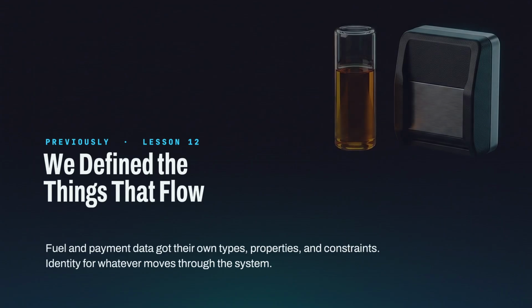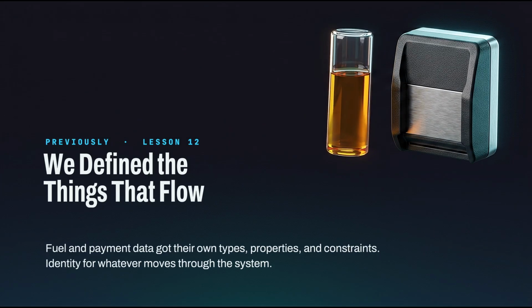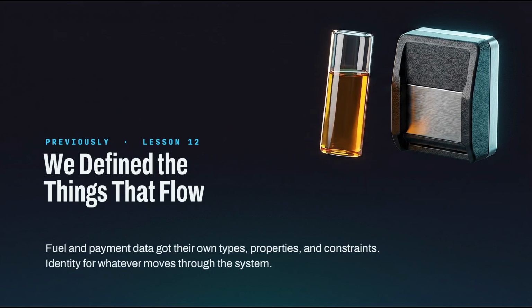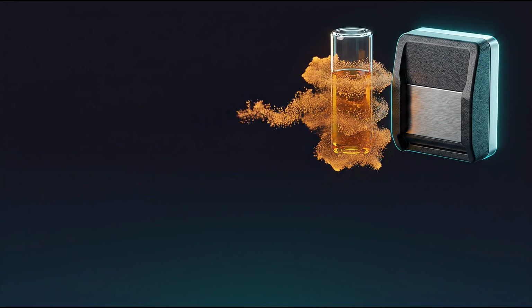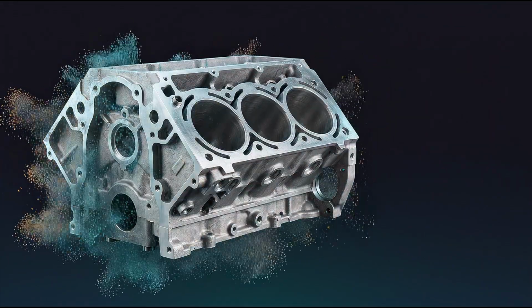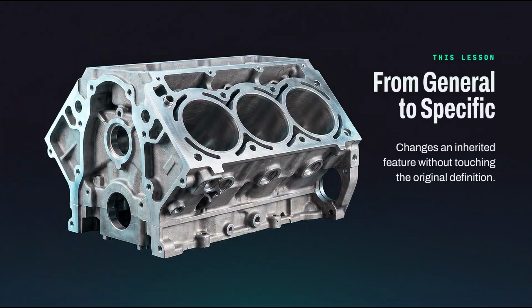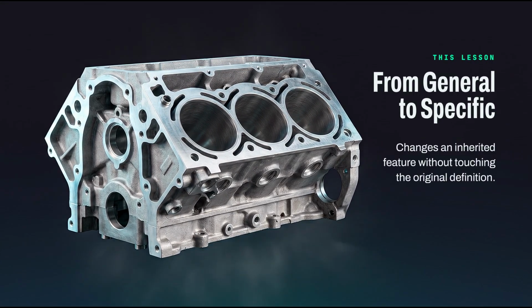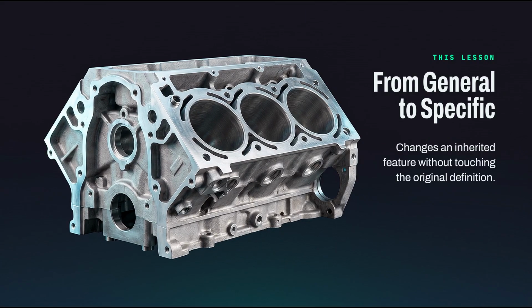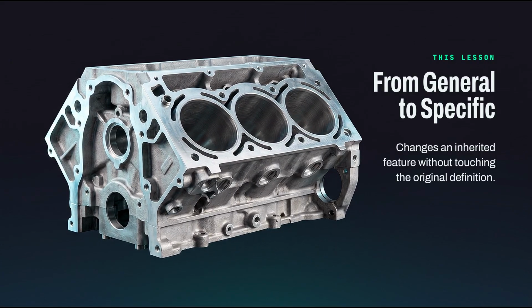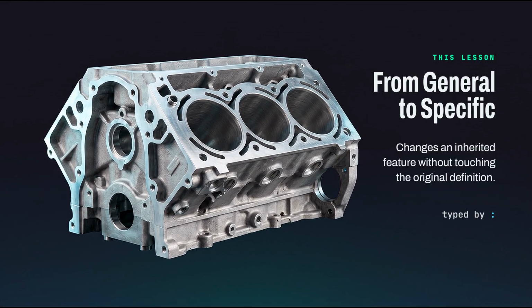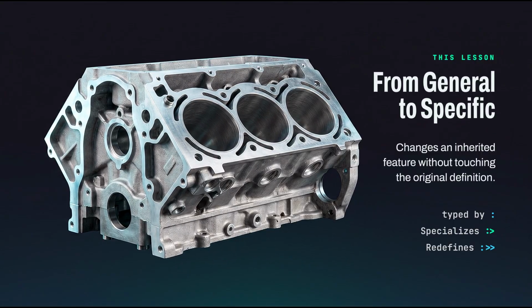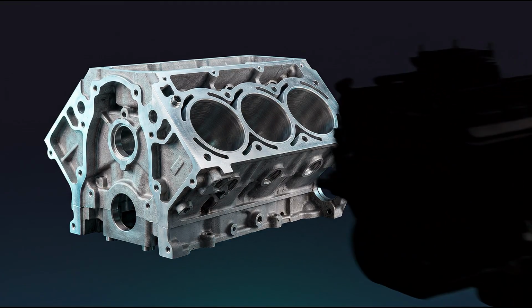In the previous lesson, we defined items such as fuel and payment data, giving the things that move through a system their own types, properties, and constraints. In this lesson, we will look at how SysML v2 creates a more specific model from a general one, and how it changes an inherited feature without changing the original definition. The difference comes down to three related operators: colon, colon greater than symbol, and colon double greater than symbols.